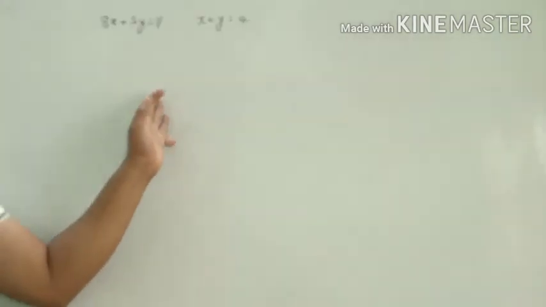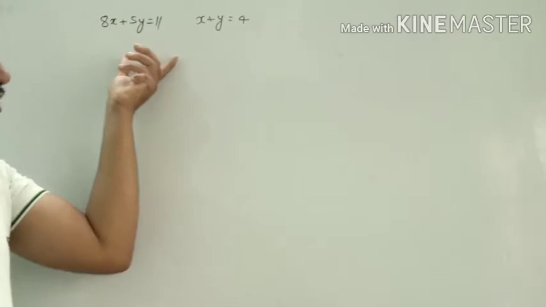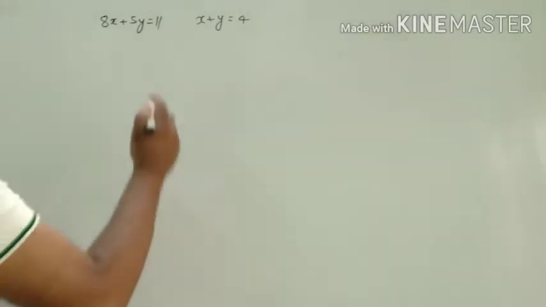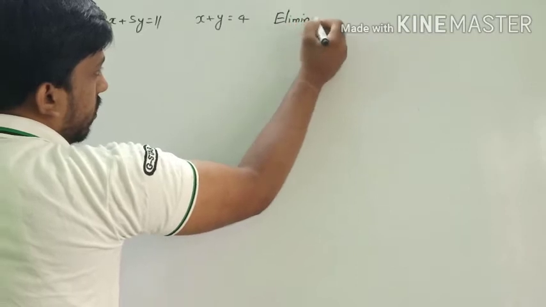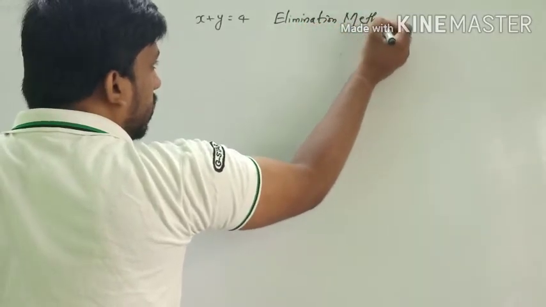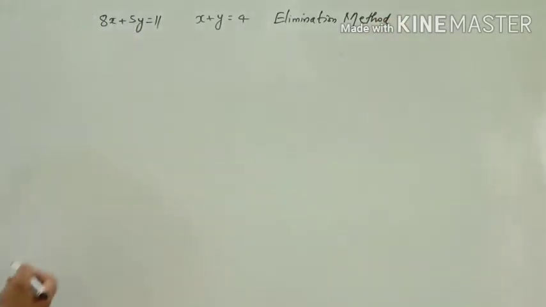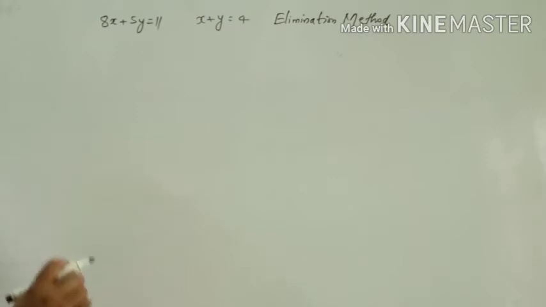So this is the problem. If we need to do the substitution method, then x is equal to 4 minus y. I am going to substitute here. Now here this is a method of elimination. We need to do the elimination method. Okay. So elimination is very simple compared to the substitution method.